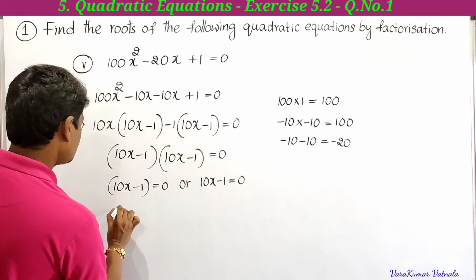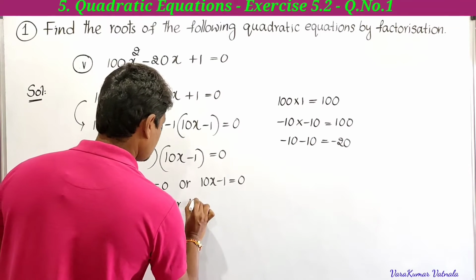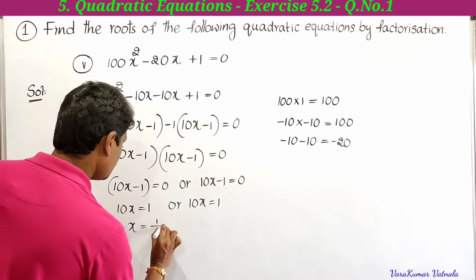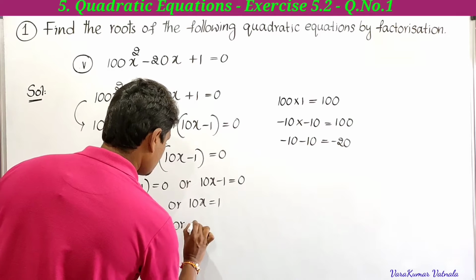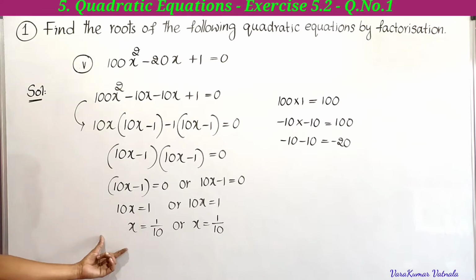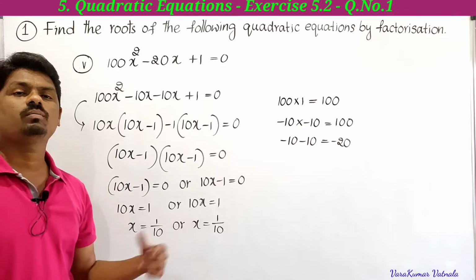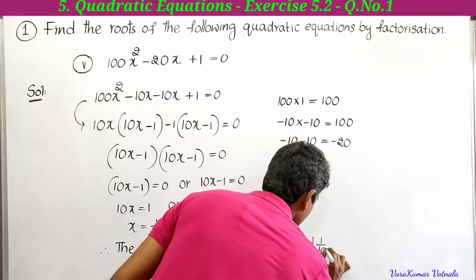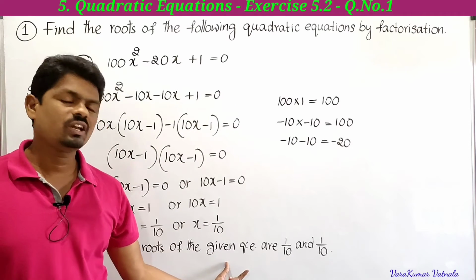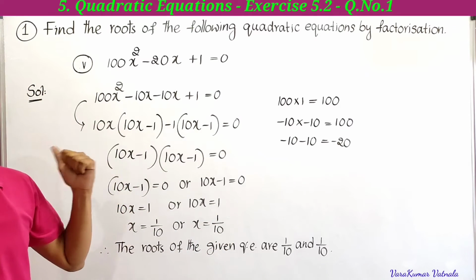So here 10x is equal to 1, or here also 10x is equal to 1. So here we get x is equal to 1 by 10, or x is equal to here also 1 by 10. Take 10 to the right side. Therefore, the roots of the given quadratic equation are 1 by 10 and 1 by 10. So that we have to write. So this is the fifth bit in the first problem.